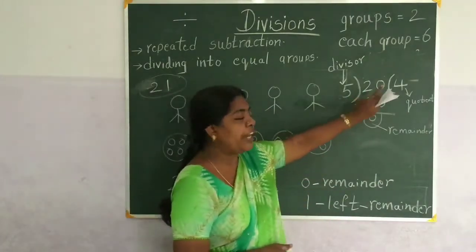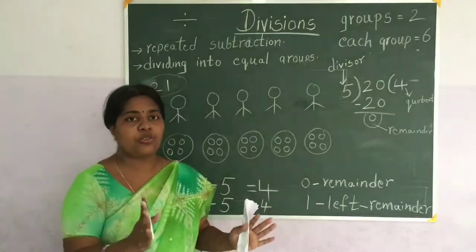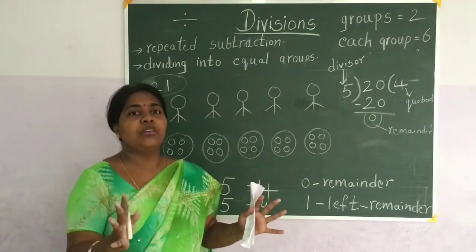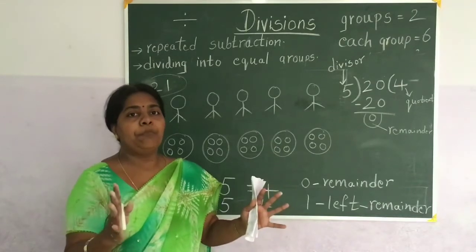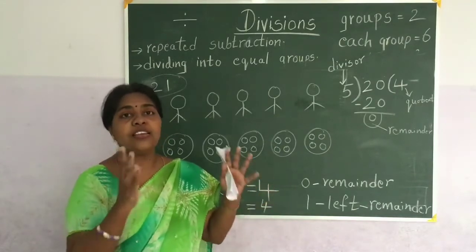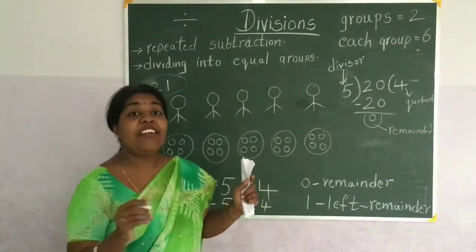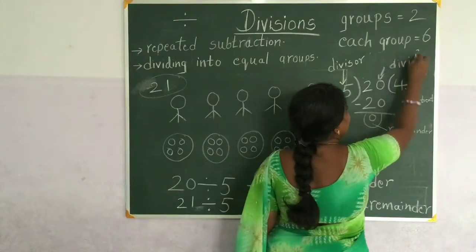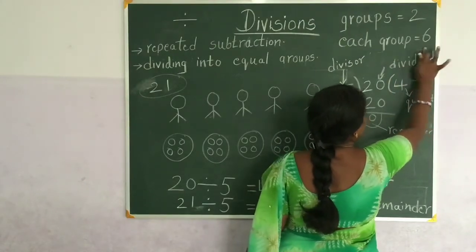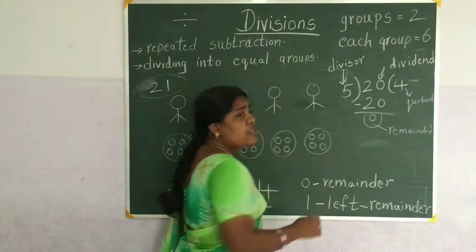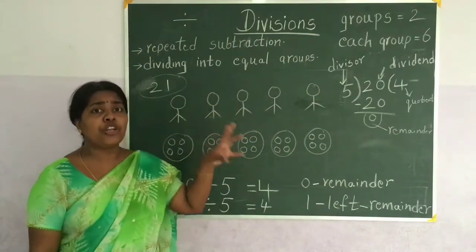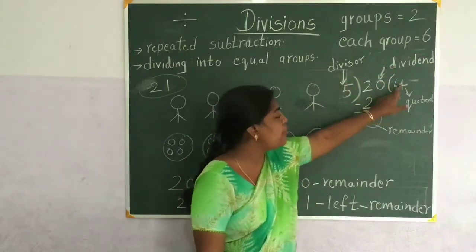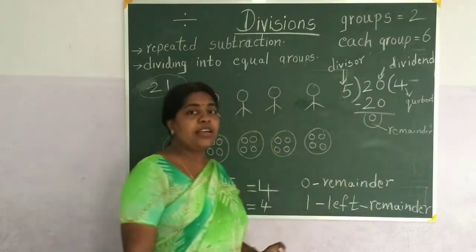And what about this 20? We are dividing 20 laddus. That is the quantity, the actual number, the group of 20 laddus. So that is called the dividend. What is 20 called? D-I-V-I-D-E-N-D. Dividend. So these are the 4 terms which are used in division. So 20 is dividend, 5 is divisor, 4 is quotient and remainder is 0.